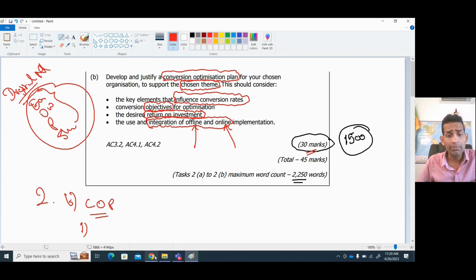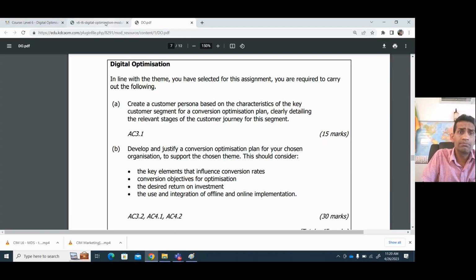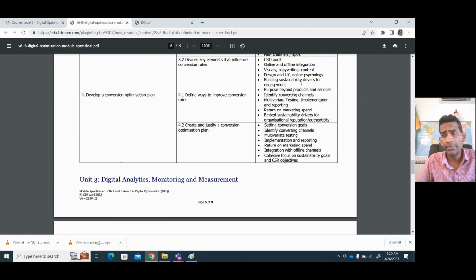And remember, you need to make sure that you comply with the learning outcomes, the assessment criteria, and the indicative content when you're building your answer. So the things that are there: the CRO audit, conversion rate optimization audit, which we have been discussing during the classroom sessions, you can refer. Online, offline integration, that also we have been discussing in the classroom sessions. You can talk about copywriting, visuals, and things connected with user experience, the design, and user interfaces. Online, offline psychology, once again.